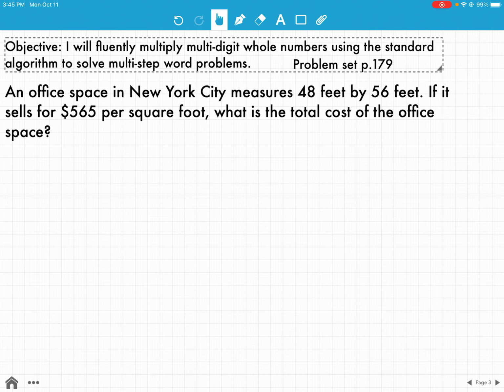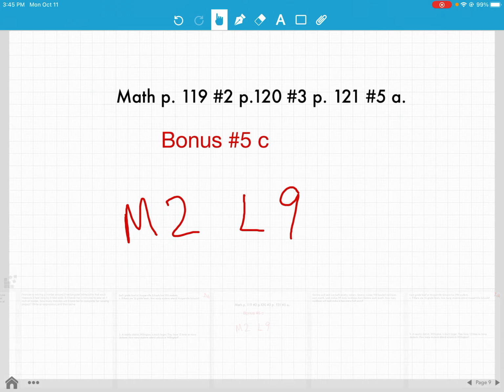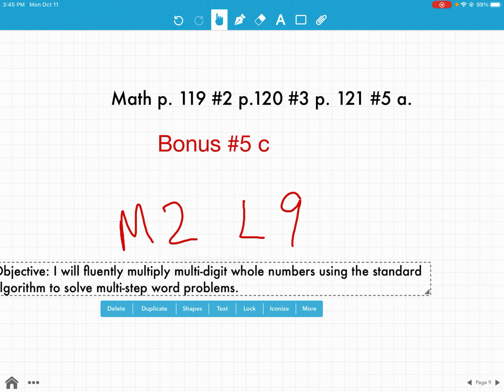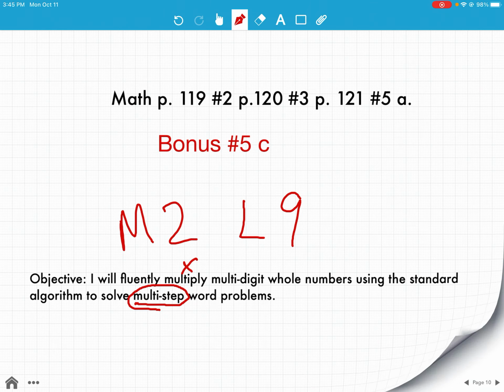Alright, so I'm going to do multi-step word problems. That's what we're doing. So please remember that we're doing multi-step word problems. That means we're going to do more than one thing. And you see that it says I will fluently multiply. So one of the steps is going to be multiplication.